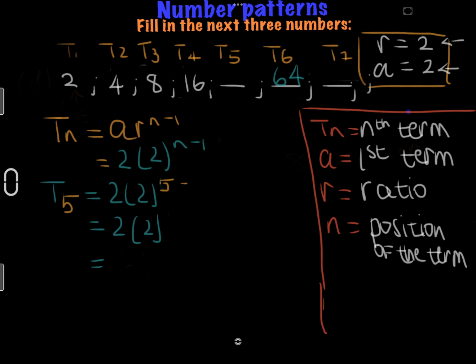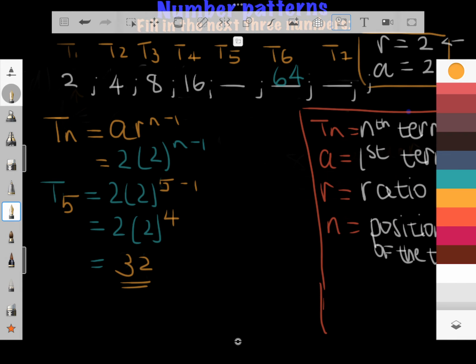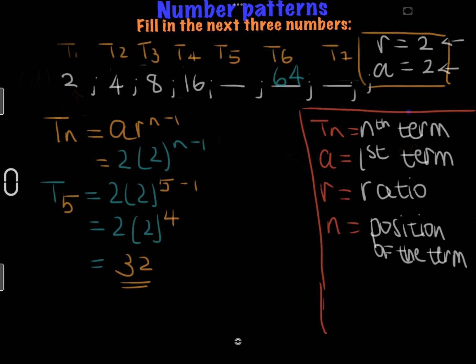5 minus 1. We know that it's 4 in this case. So 2 times 2 raised to the 4th power. The answer is 32. So we've found 32 in this case. So the 5th term in this case, I can go ahead and write it down. This is 32.